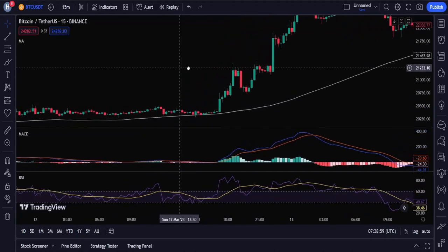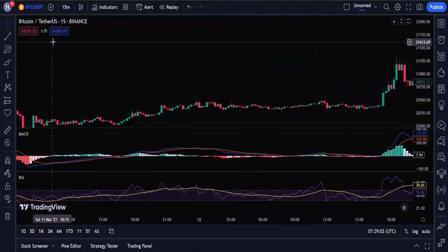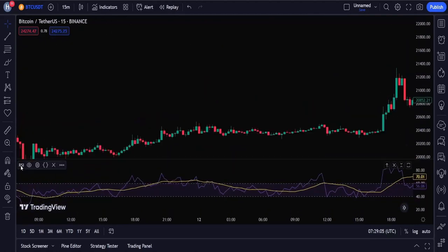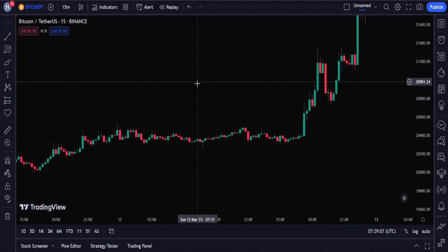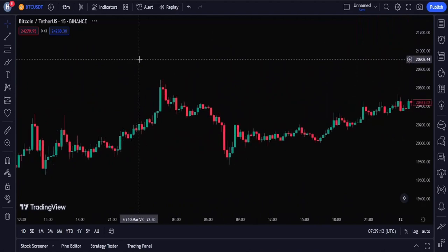This is what our chart will look like when we are done setting up our indicators. I'll quickly cross these out so I can explain everything from the beginning. This strategy given to us by ChatGPT uses 3 free indicators. Let's add our first indicator to our chart.